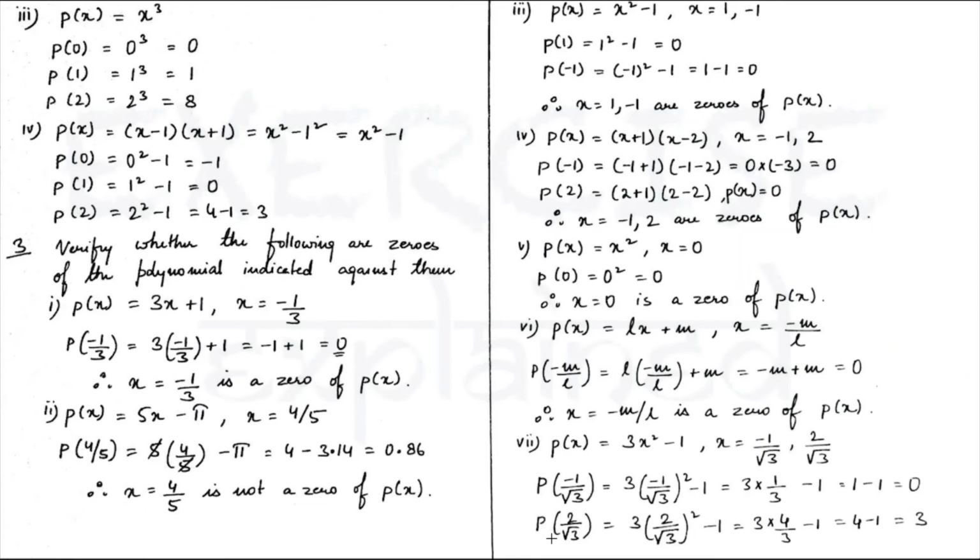Coming to the next one, p of 2 by root 3, we just put 2 by root 3 in place of x. So we get 3 into 2 by root 3 the whole square minus 1. So 2 square is 4 and root 3 square is 3 itself. So we get it as 3 into 4 by 3. 3 and 3 cancel, minus 1. So we get 4 minus 1, that is equal to 3. So we can say that p of minus 1 by root 3 is a 0 of the polynomial, but p of 2 by root 3 is not a 0 of the polynomial p of x.